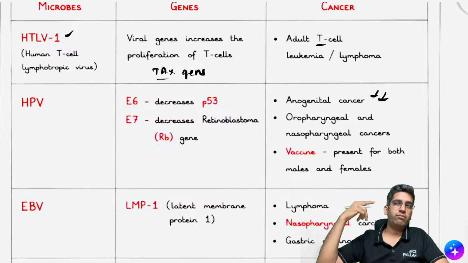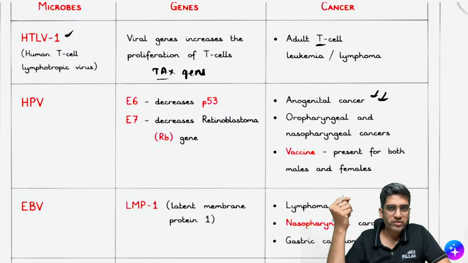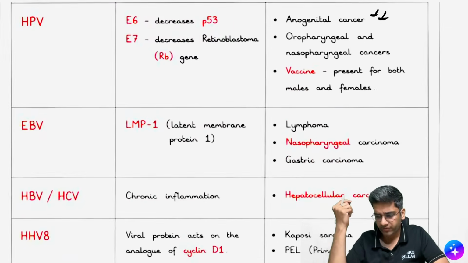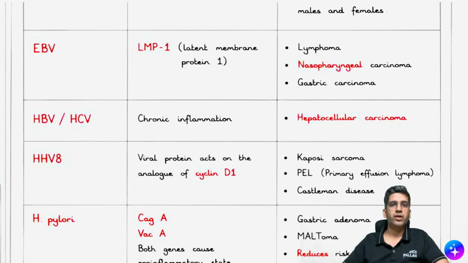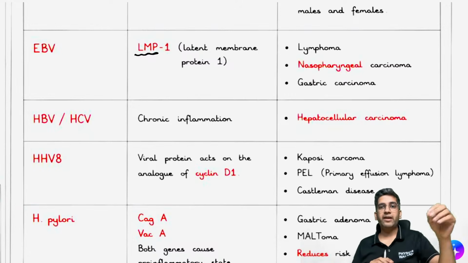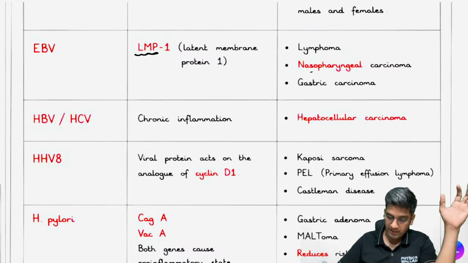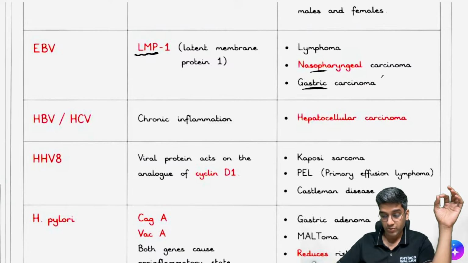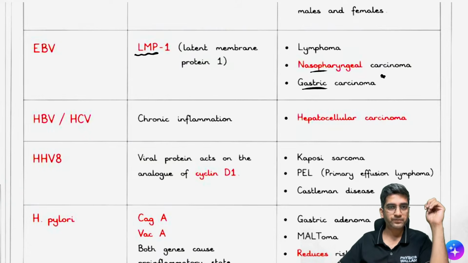Now we are pushing it to women because of the cost factor, but if you're a guy who can afford it, please get vaccinated. EBV has a viral protein called LMP1. Increased risk of lymphoma. I'm just writing it as lymphoma. We read in WBC disorders which lymphoma, what subtype, everything. Right? Nasopharyngeal carcinoma, gastric carcinoma. Gastric carcinoma is a new one, a recent update, know that.